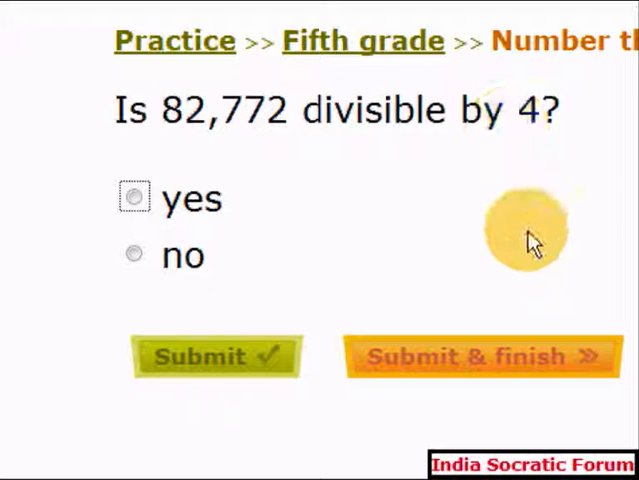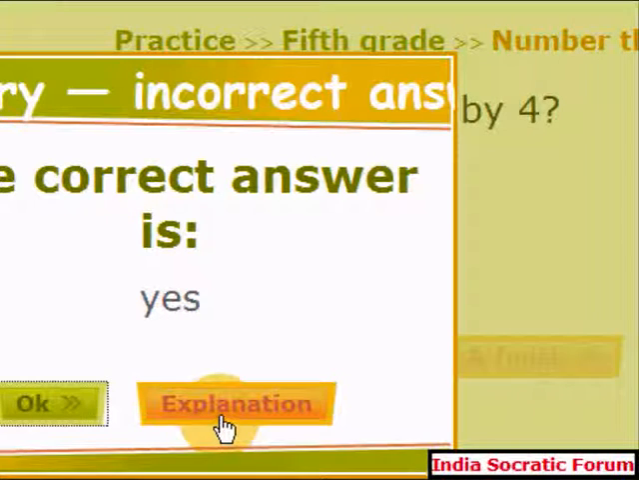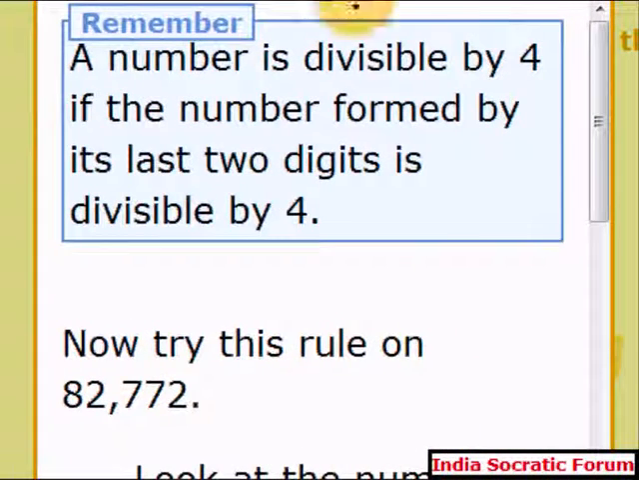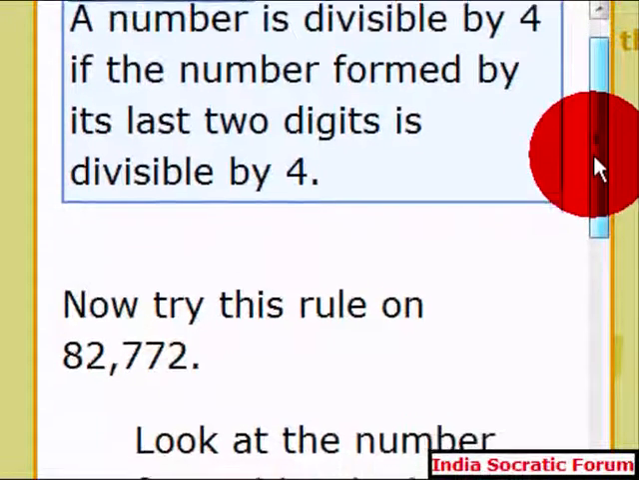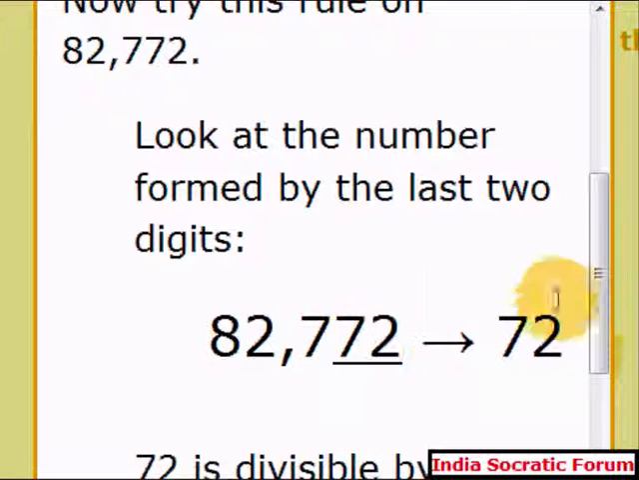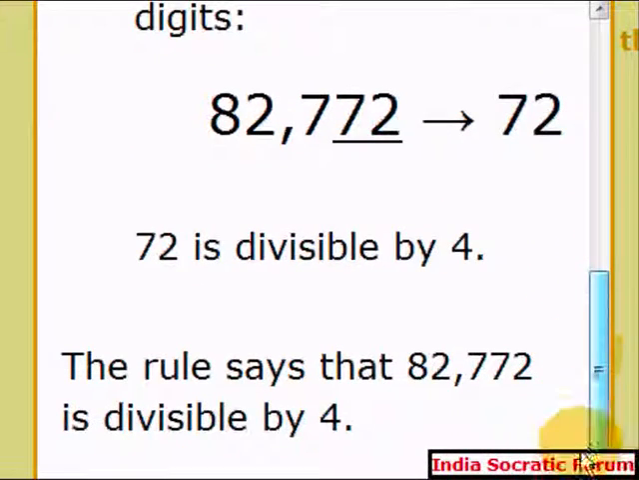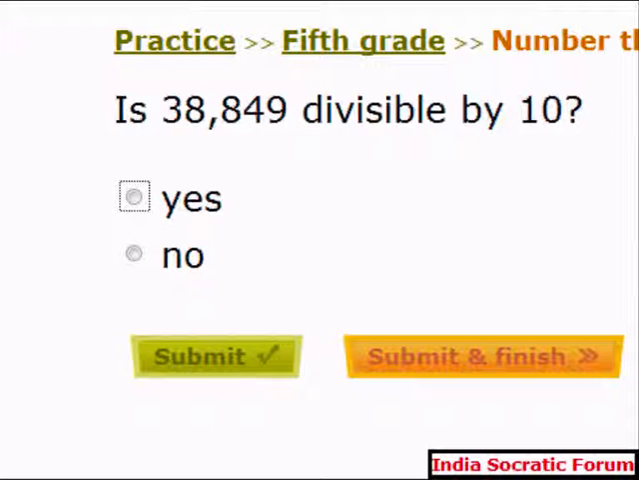Is 82,772 divisible by 4? Pause the video and apply the rule. The answer is yes. Let's see how. Read this rule aloud. Now apply the rule on 82,772. Look at the last 2 digits. 72 is divisible by 4. Yes. You can divide 72 by 4 completely. The rule says 82,772 is divisible by 4. Good job.